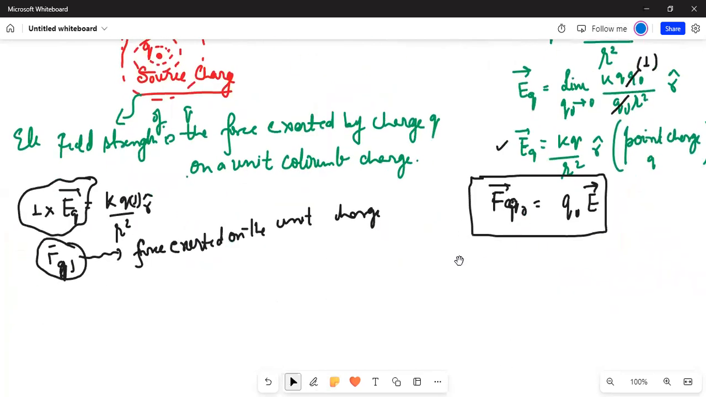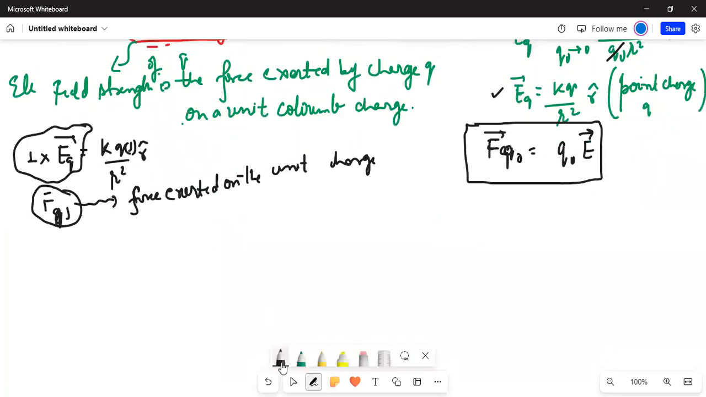Let's say somebody asks what is the field due to this particular ring at distance, let's say r, from the axis. You would say, I'll place a charge of 1 coulomb here, and I will try to find the force exerted on this particular unit charge. And once I know the force exerted on this unit charge, I will be able to find the electric field due to this particular ring.